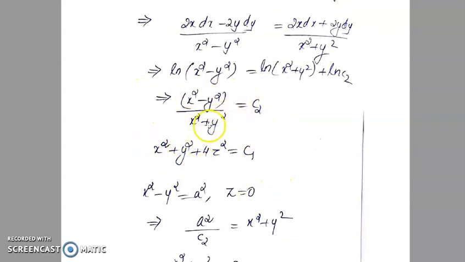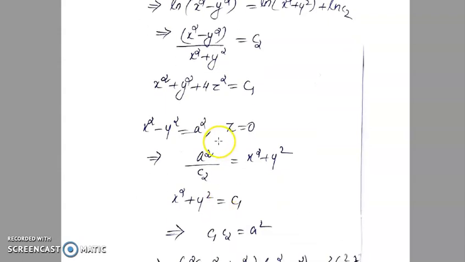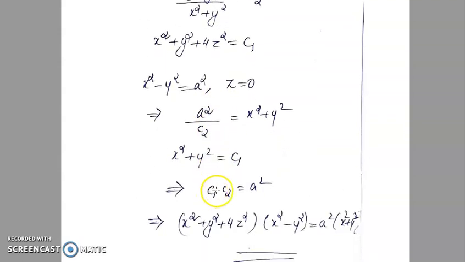Now we need to find the integral surface which passes through the hyperbola x square minus y square equal to a square and z equal to 0. So when z equal to 0 is substituted, you are going to get x square plus y square equal to c1 from the first equation, and here x square minus y square equal to a square is substituted. So that will give me the equation a square. Okay, so you are going to get c1 c2 equal to a square.